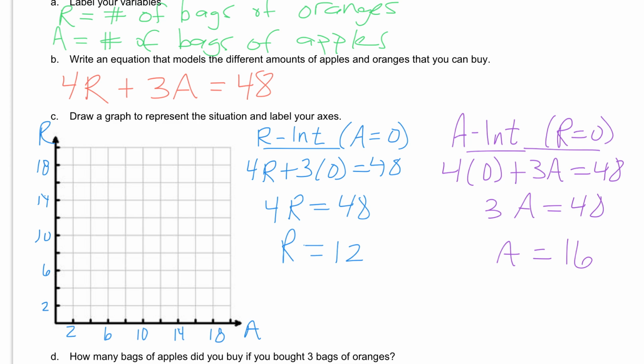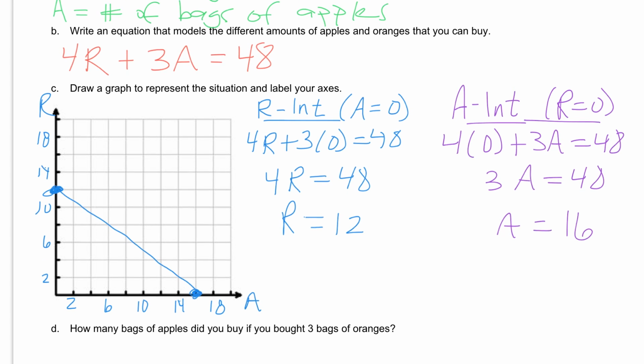So our intercept is 12. On my r-axis, I need to find 12, which is right here. And that's my intercept. And then a is 16. So on my a-axis, I need to get to 16, which is right here. And then I'm going to draw my line through. So that represents all my possibilities.